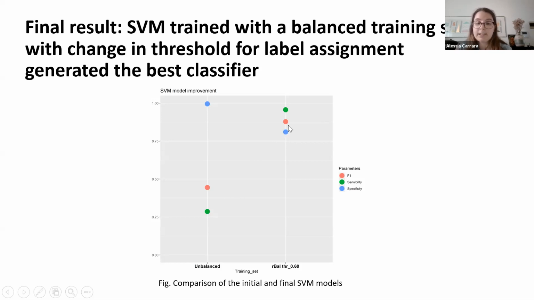This is clear looking at the F1 value and also looking at the plasmid and chromosome predictions, that is, the sensitivity and specificity values, which are now more balanced compared to the previous model.